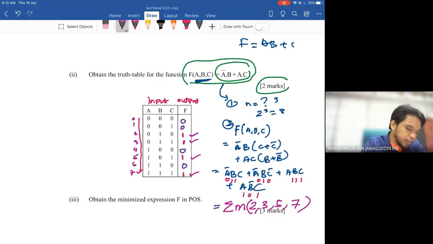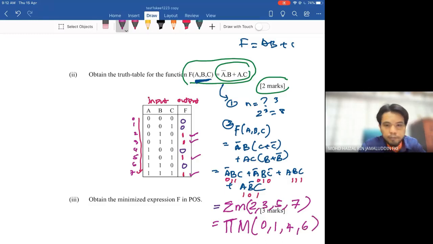And how about in the Maxterm? You can also write it as equivalent to M 0, 1, 4, and 6. In this test question, it didn't ask you to write in terms of Minterms or Maxterm, but I just added it for your further information.